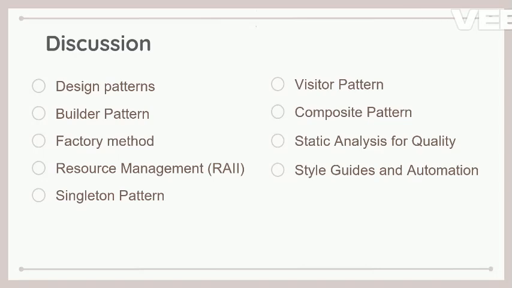Patterns like the builder and the factory method simplify object creation, while the singleton ensures a single instance for shared resources. Resource management RAII ties resource handling to object lifespans, enhancing reliability. Composite patterns manage complex structures like trees, and visitor patterns allow new functionalities without altering existing classes. By applying these patterns, developers streamline coding practices and build robust software systems.